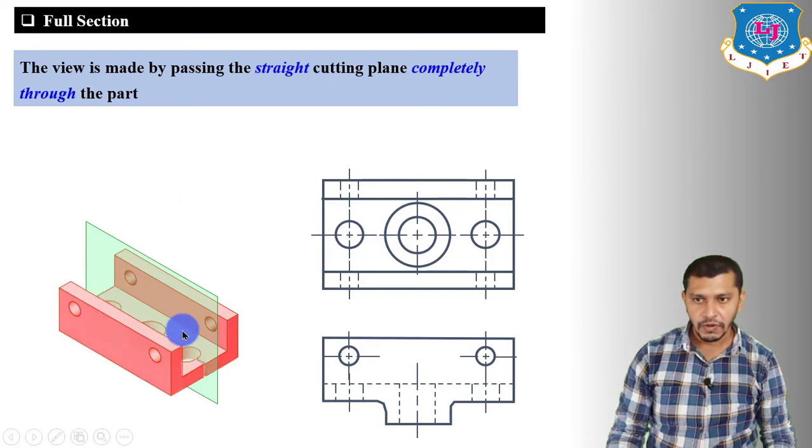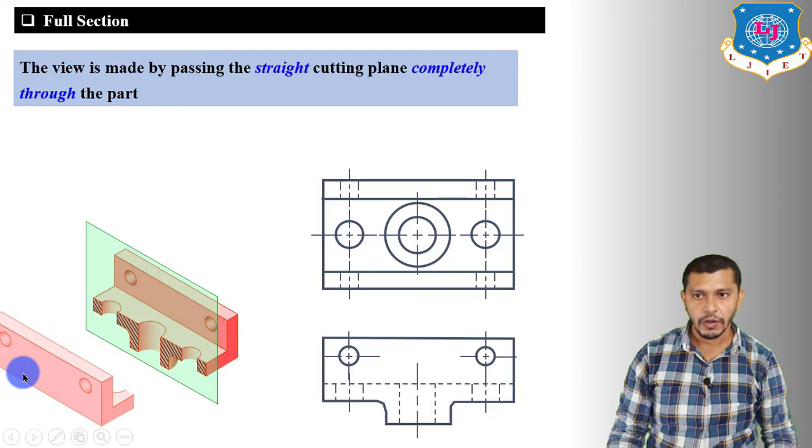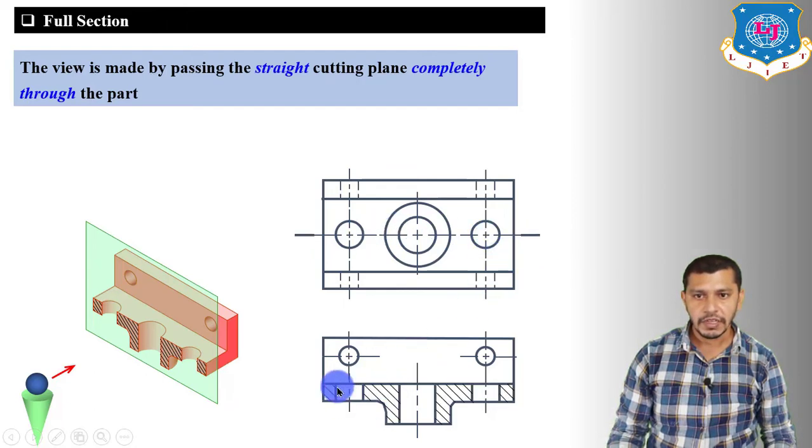So we have to remove the half part of the object. After removing the half part, we will get the section in the front view observing from this direction. So the cutting plane line will show in the top view. In the top view we have to show the cutting plane line over here, and in the front view we will show the section like this. So right now we have taken the full section of the object.